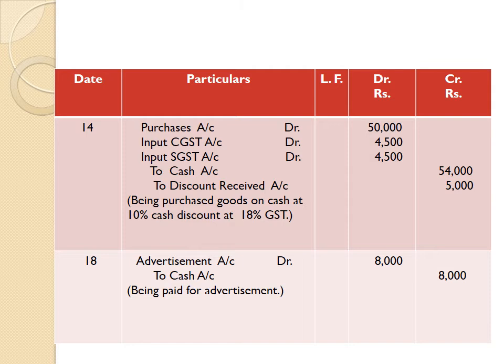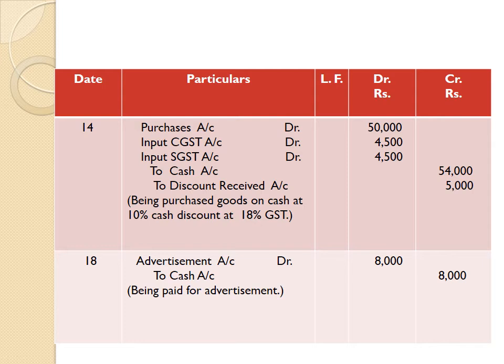Another journal entry on 18th May 2021. Amount paid for advertisement rupees 8,000. This is a simple entry. Amount paid, that is for the purpose of advertisement. Cash gone from business and advertisement account is debited.